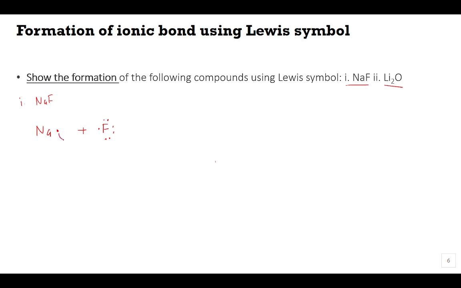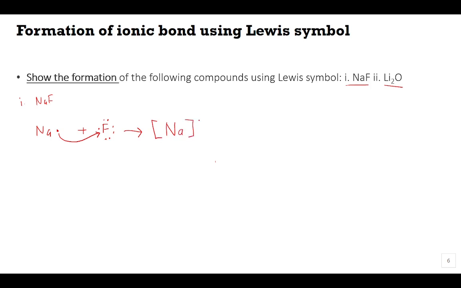So Na transfers the electron to fluorine. Okay, so I want to draw the formation. So the electron from Na is transferred to fluorine. So what will happen is, you put a bracket because now it becomes an ion.